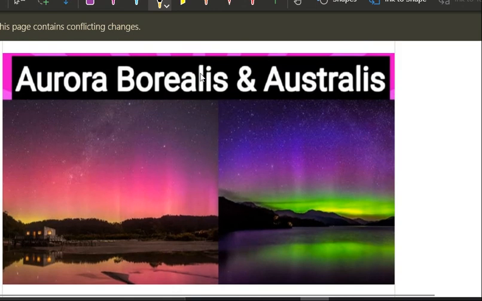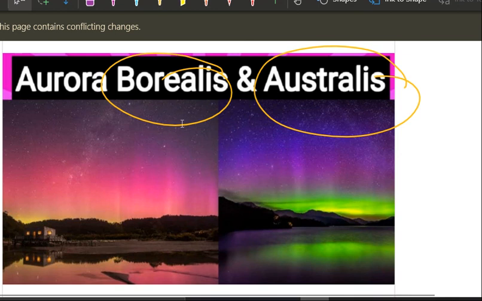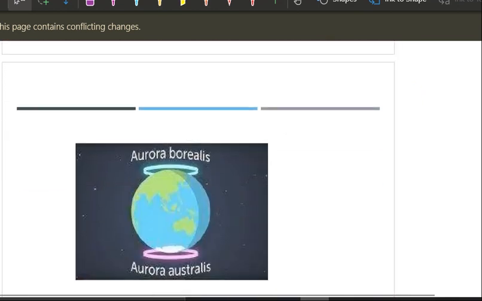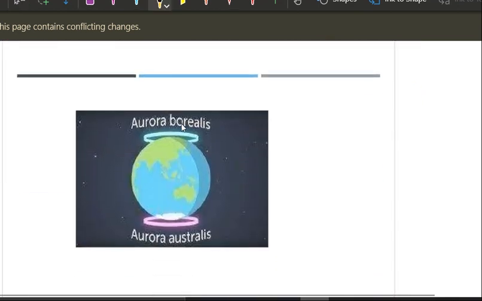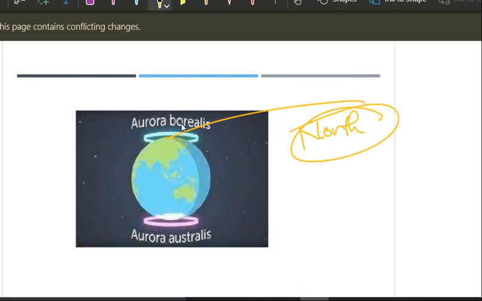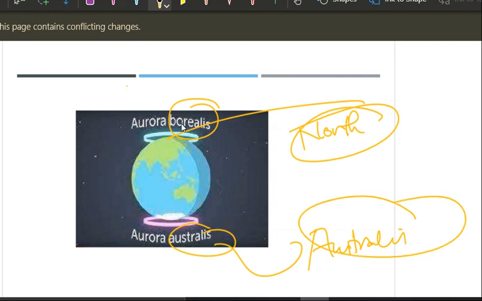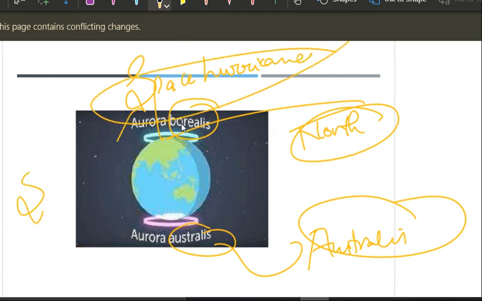Then what is the difference between borealis and australis? This is very simple. If any aurora forms in the northern hemisphere, on the northern pole, that is called borealis. And if anything forms in the Antarctica region, that is called australis. Simple thing, right? Even this is associated with space hurricanes as well. You must be hearing about space hurricanes. Even those are associated with the same solar winds.